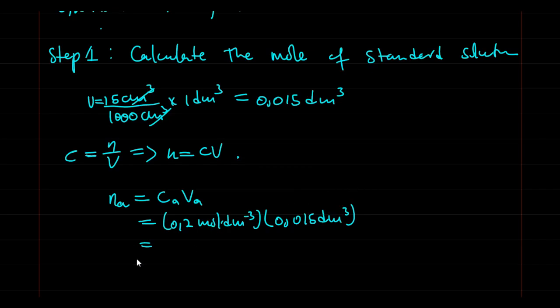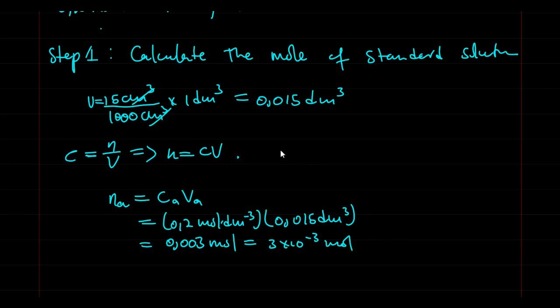Okay, so I'm going to go on and say 0,2 multiplied by 0,015. What am I getting? I'm getting 0,003 moles, which is the same as 3 times 10 to the power -3 moles. This one is written in scientific notation.